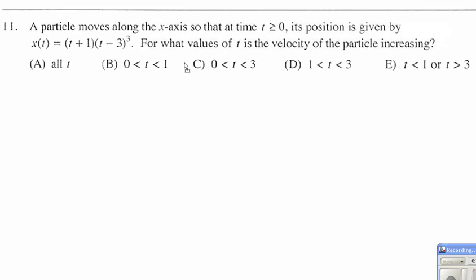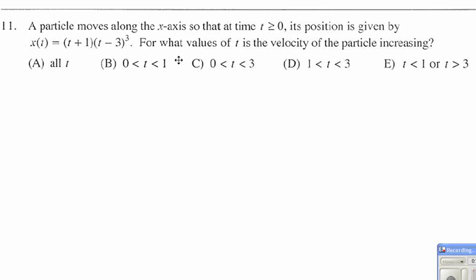Now, a particle moves along the x-axis so that the position is given by that value. And now, for what values of x is the velocity of the particle increasing? Now, the question is, velocity is not positive, not negative, but velocity is increasing. In other words, we are talking about acceleration is positive.